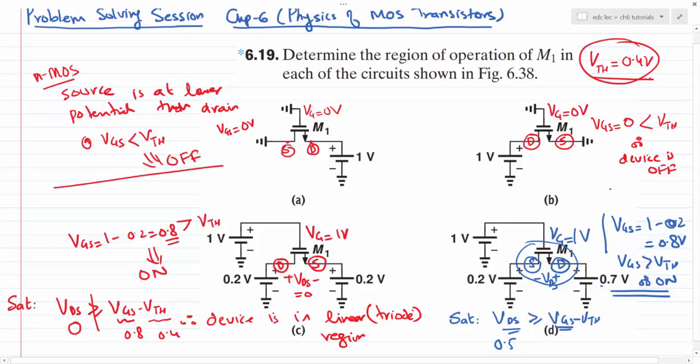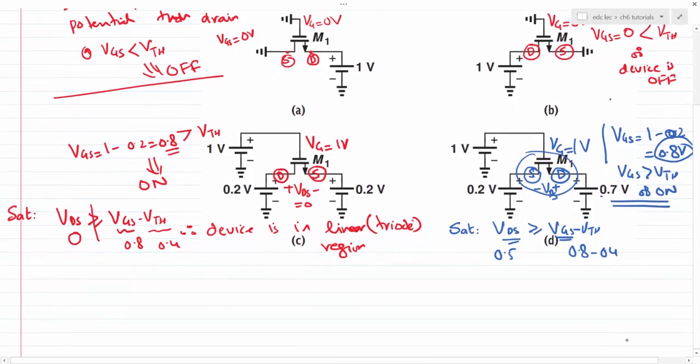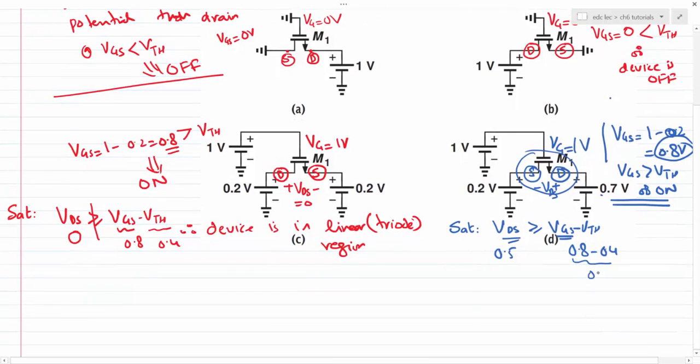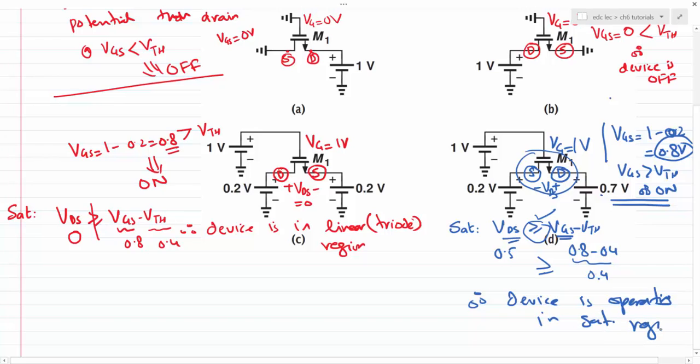And the VGS in our example is 0.8, and the VTH was 0.4, which results into 0.4, and we can see that this inequality remains intact because 0.5 is greater than 0.4. So we can say that the device is operating in saturation region.